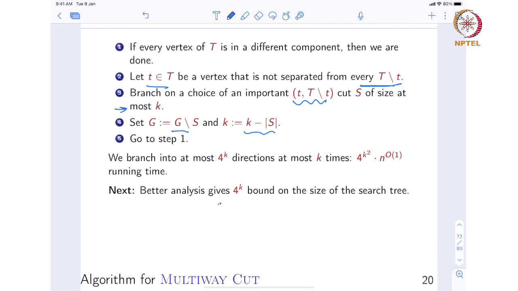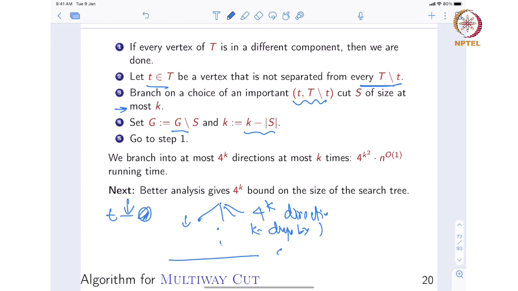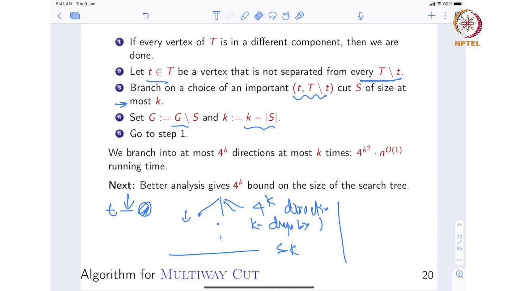So what is a branching step? Every time you branch into 4 to the power K directions. And why are you branching? You're branching because you want to separate T from something. So you at least need one edge to separate T from T minus T, because there's at least one path, which implies that in each branch, K drops by 1. So the branching depth of this tree is upper bounded by K. So the total number of nodes is like 4 to the power K square.